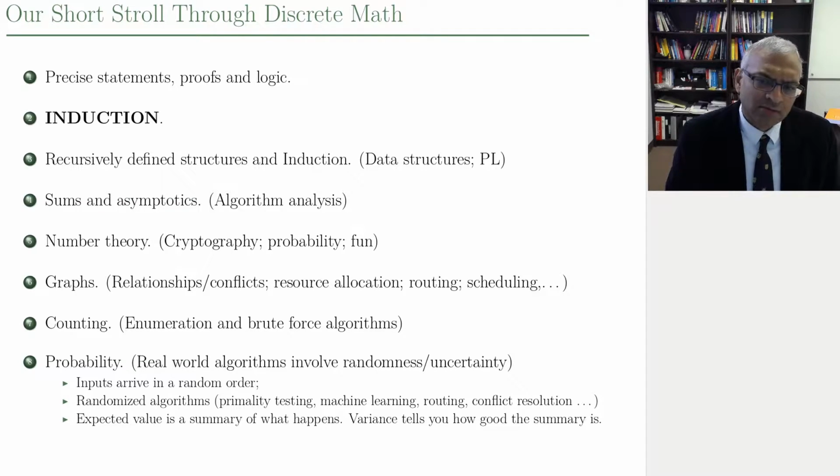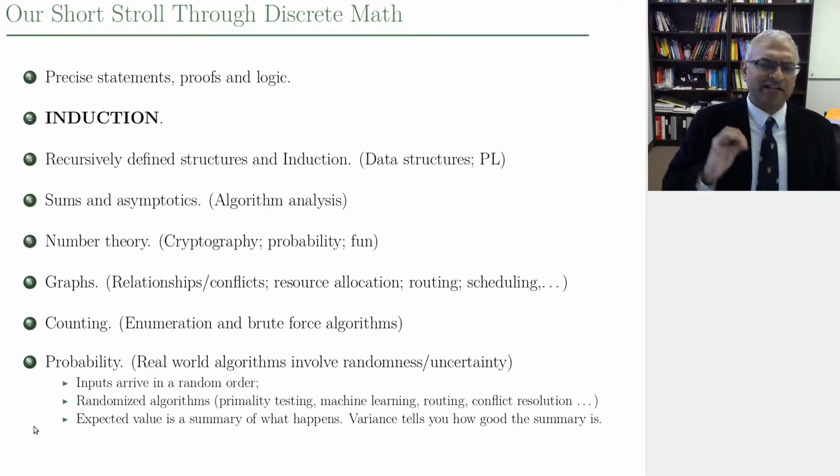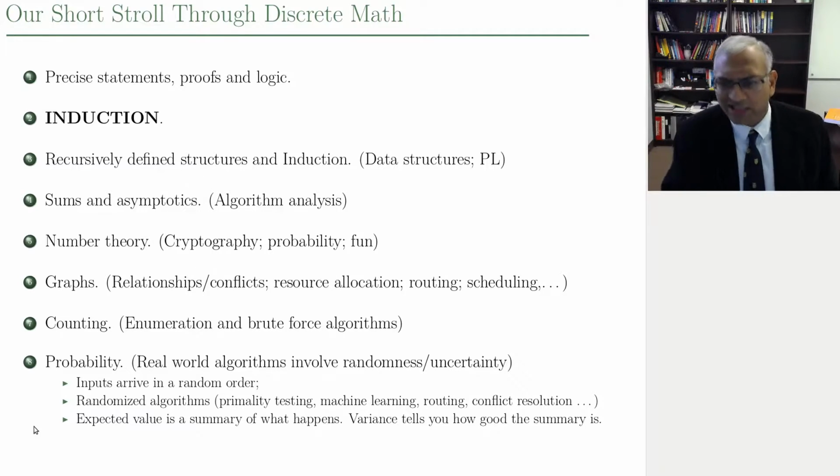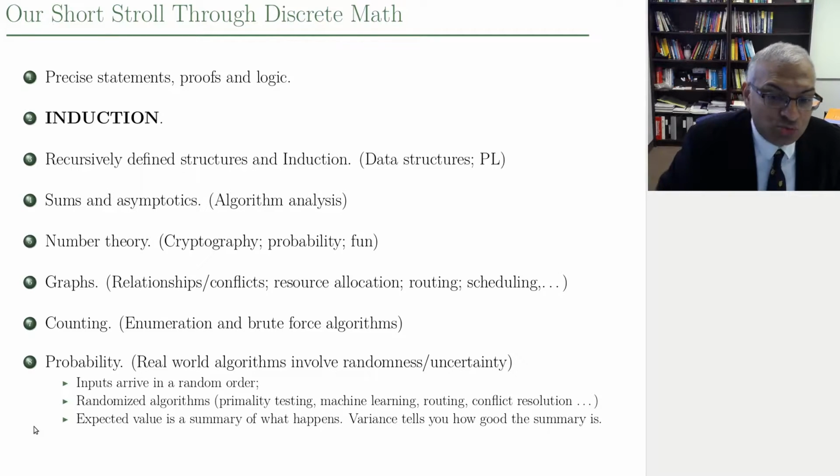The world is random. Outcomes in the world are uncertain. Inputs arrive in a random order. And nowadays, we have what are called randomized algorithms, for example, primality testing. Machine learning is inherently a randomized algorithm, and that's all the rage today. Routing and conflict resolution are all randomized algorithms. What does that mean? It means those algorithms don't work unless we inject randomness into them.